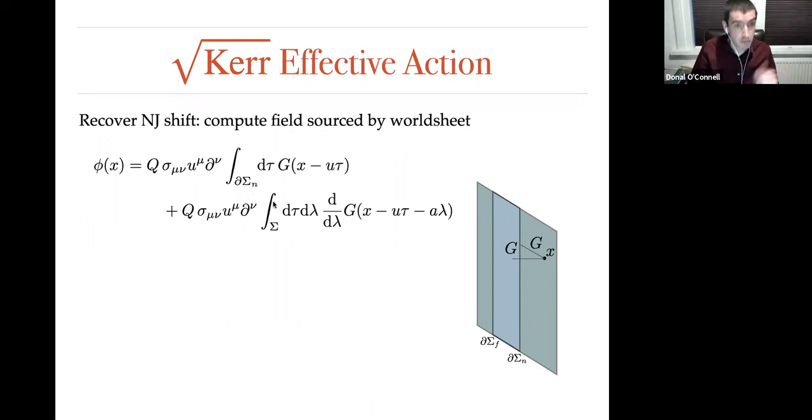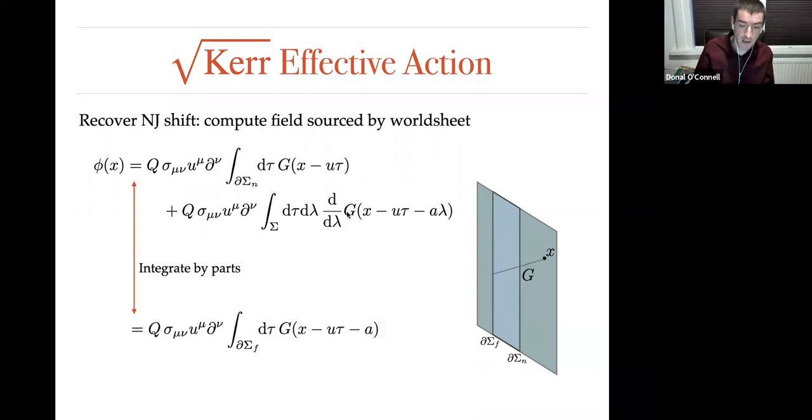There's some derivative. But the point is that you find that there's a total derivative in this lambda direction. So this is the direction parameterized by the spin. So you just integrate by parts, and you find that the bulk cancels against this near boundary and just leaves you with the far boundary. Right? So that's the Newman-Janis shift. It's just integration by parts.